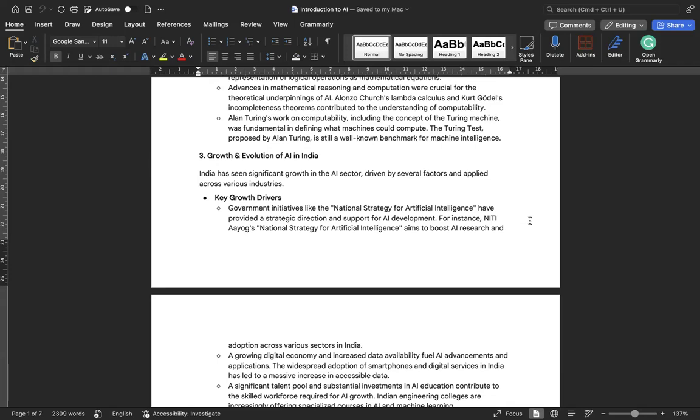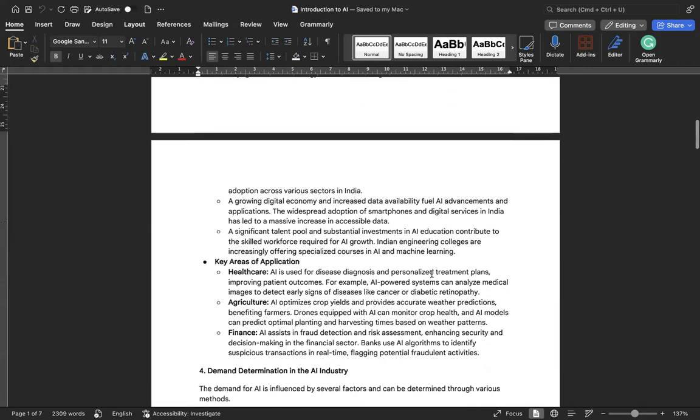So the government initiatives, what initiatives have they taken? The National Strategy for Artificial Intelligence is an example of this type of evolution of artificial intelligence. And a growing digital economy and increased data availability fuel AI advancements and all these applications.